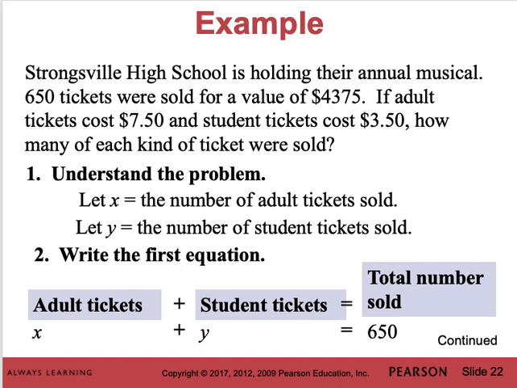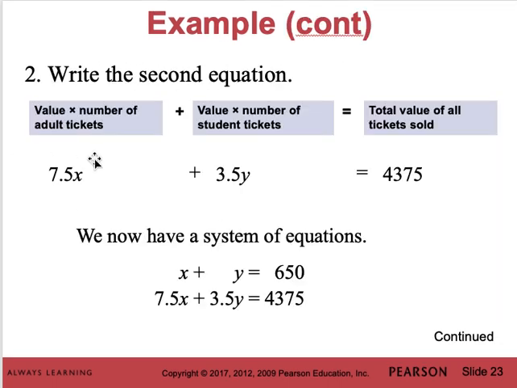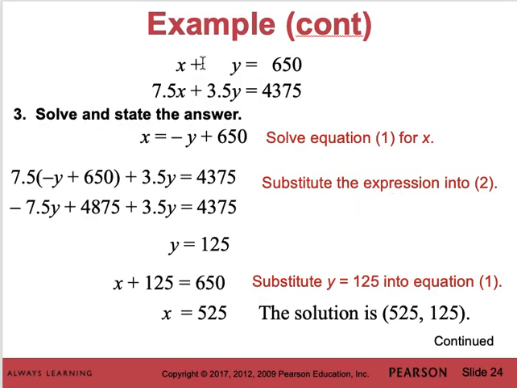So first, let's make sense of the problem. Let's write an equation to make sense of the problem. If we have adult tickets and we add them to student tickets, that means we sold 650 tickets. Okay, x plus y equals 650. Write the second equation. The value times the number of adult tickets, 7.5, so that's how much an adult ticket costs, times however many tickets we sold, plus it was $3.50 for each student ticket, equals $4,375 total value of money.